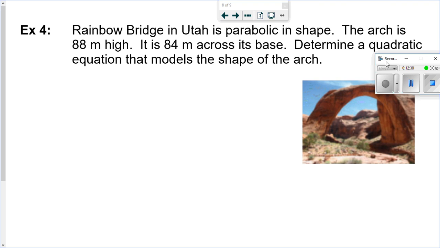All right, so the Rainbow Bridge in Utah is parabolic in shape. The arch is 88 meters high. It's 84 meters across its base. Determine a quadratic equation that models the shape of the arch.